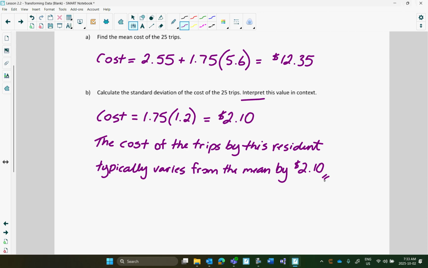So this is what happens when we transform data and how we can use it to answer certain statistical questions more efficiently.